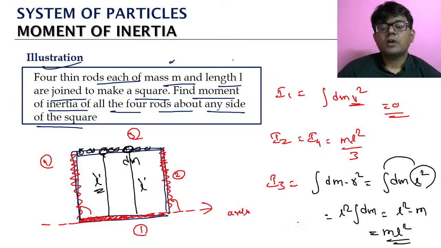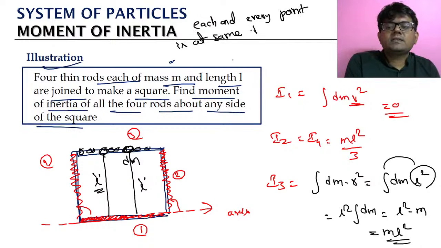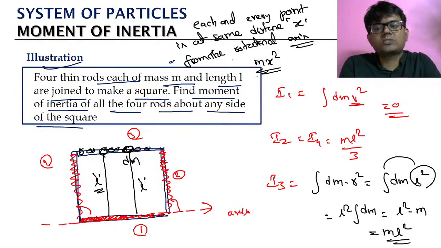so இது ஒரு இன்னொரு important result, if you are having an object where each and every point is at same distance x from the rotational axis. the rotational axis ல இருந்து each and every part is at the same distance x. இந்த மாதிரி கேஸ்ல அப்போ what will be the moment of inertia there, total mass of the object into x square.